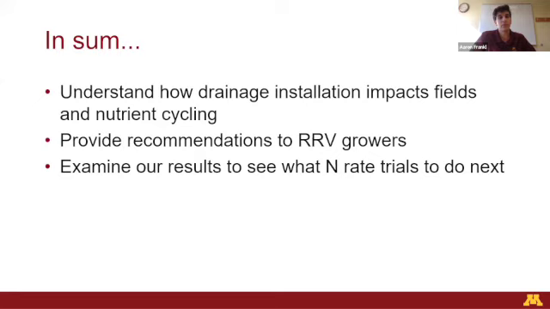I've talked a little bit about these things already, but we want to be able to provide recommendations to growers in Northwest Minnesota and the Red River Valley. What we're going to do is take these results and do some nitrogen rate trials next. We want to be able to give really specific recommendations to growers, especially in those first couple of years, because the installation of these drainage systems greatly disrupts the soil and impacts those microbial communities. So we're interested in looking at those first couple of years and thinking about how we need to change our nutrient application when we do install drainage. That's the next step for this project up on those fields in Northwest Minnesota.